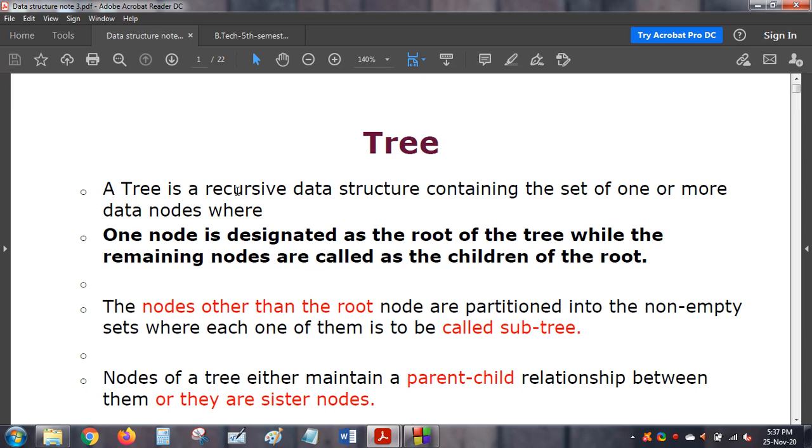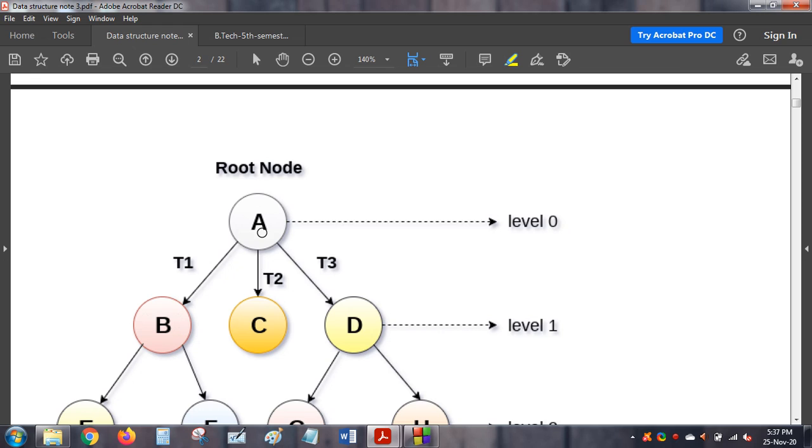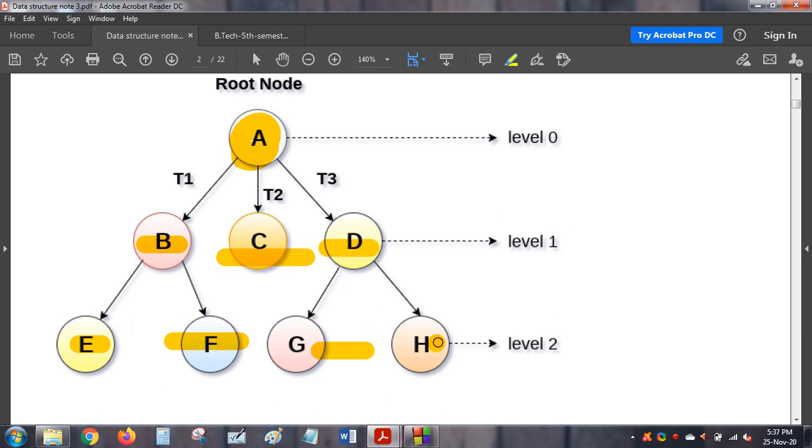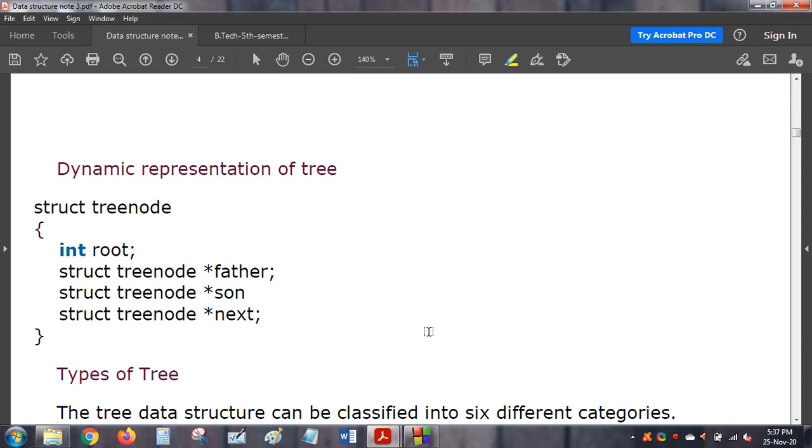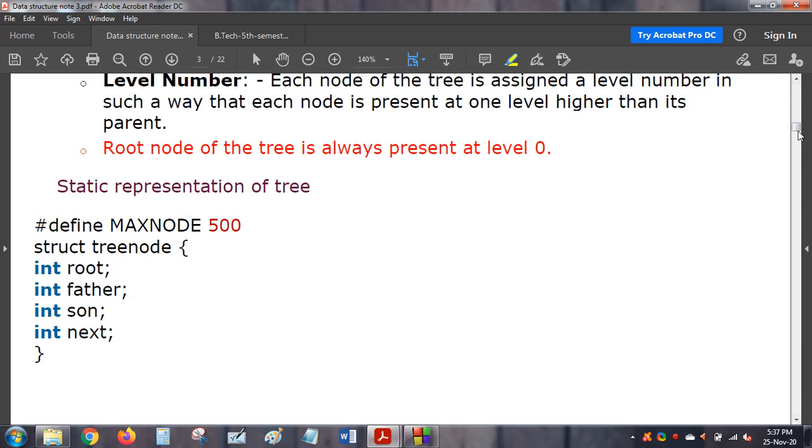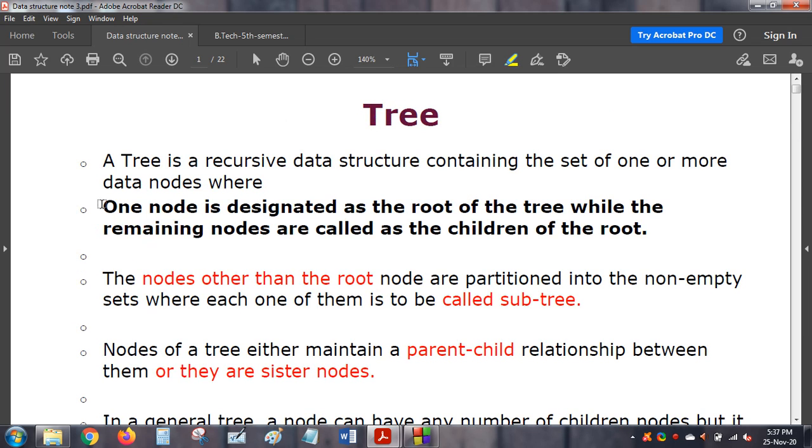It is a recursive data structure that contains a set of one or more data nodes, where one node is designated as the root of the tree, while the remaining nodes are known as the children of the root. As you can see in this figure, this is the root, and these are all children. One node is the root of the tree, while others are called the children.